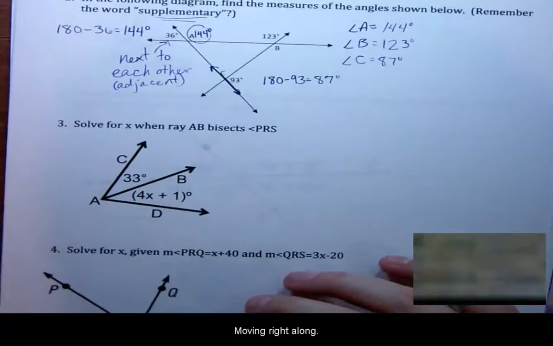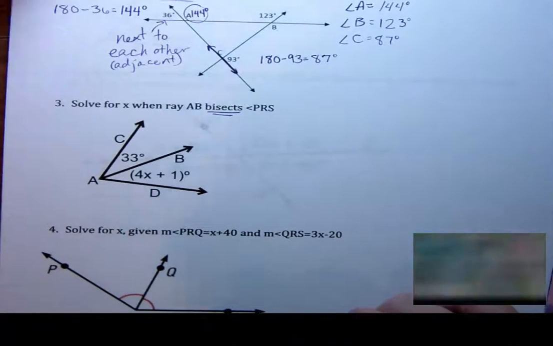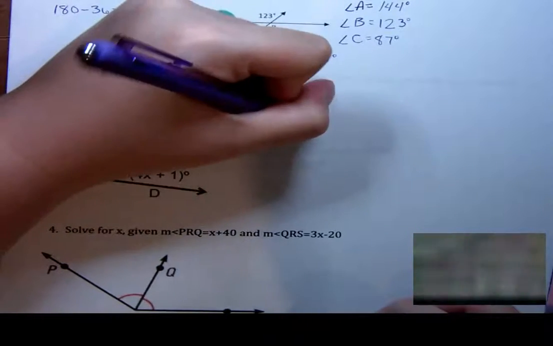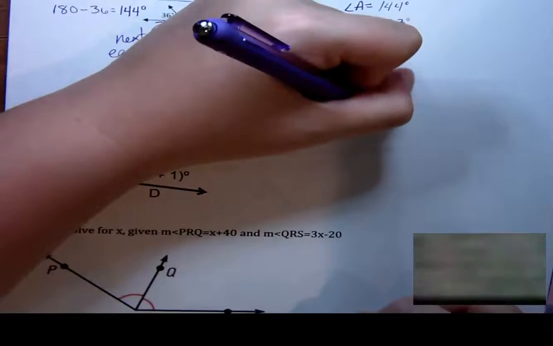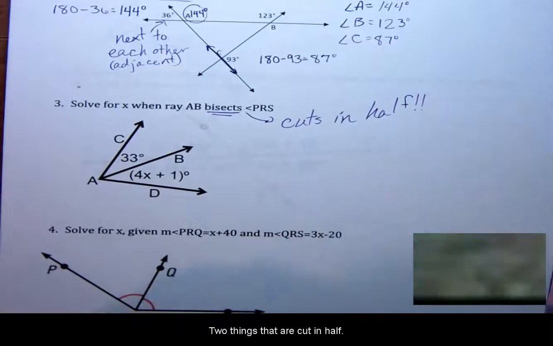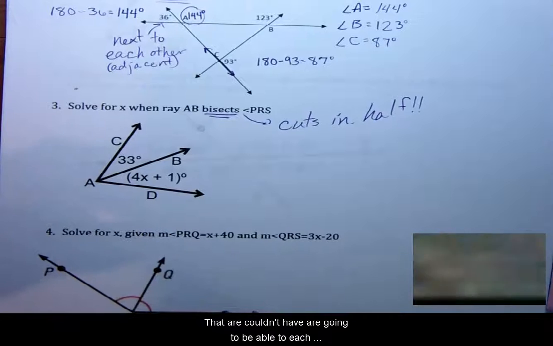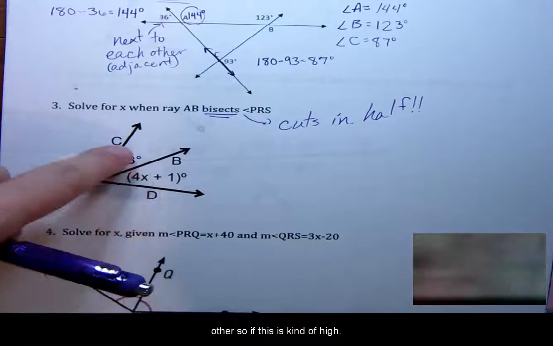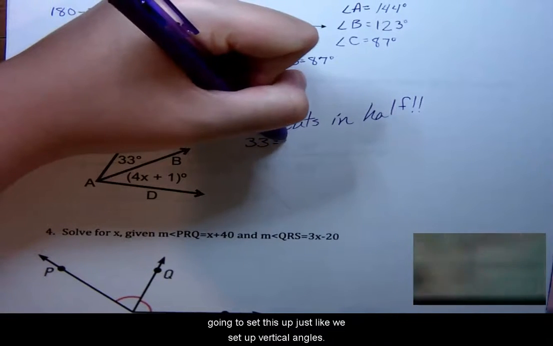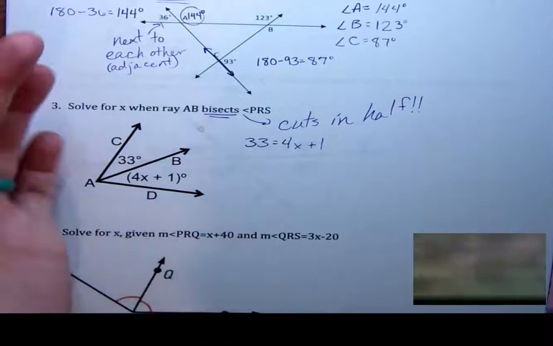All right? Moving right along. We've got this word bisects. And for bisects, anytime you see the word bisects, I want you to think this: cuts in half. So two things that are cut in half are going to be equal to each other. So if this is cut in half, that means that those two are the exact same. So we're going to set this up just like we set up vertical angles and set them equal and then solve.